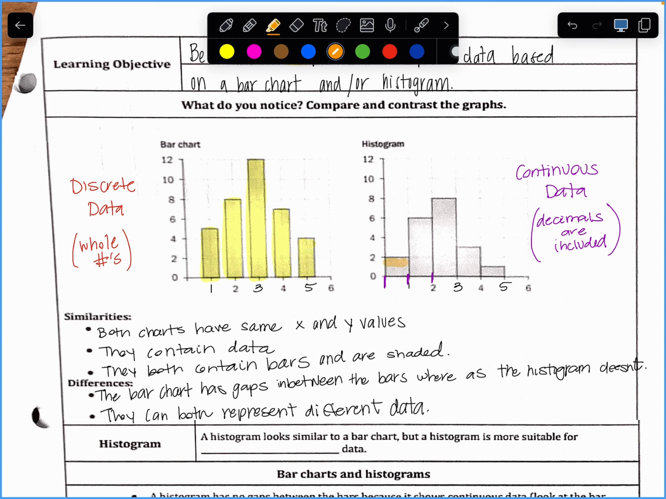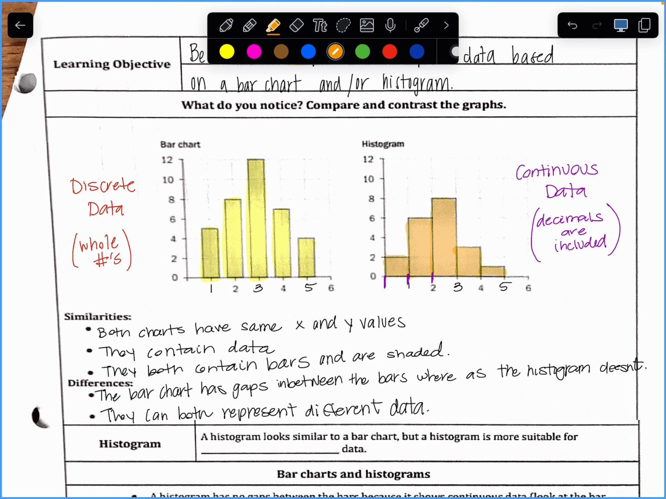Whereas this one over here actually includes the intervals between 0 to 1, 1 to 2. So it could include 1.8, 1.9, 1.99, 1.1, and all those little tiny decimals. Does that make sense?